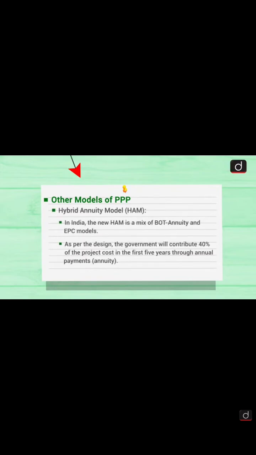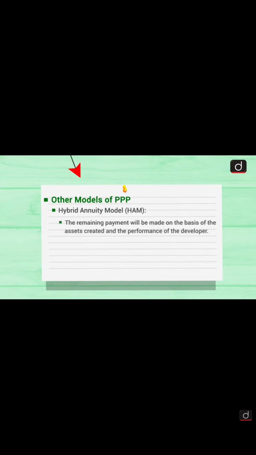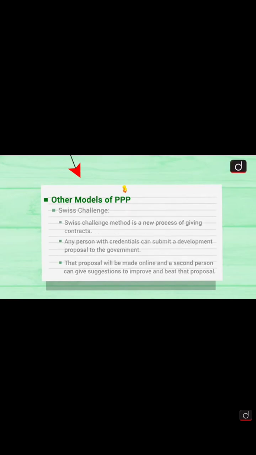Now we have the hybrid annuity model. It's a mixture of both the annuity and EPC models. As per the design, the government will contribute 40% of the project cost in the first 5 years through annual payments, and the remaining payment will be made on the basis of assets created and performance by the developer.